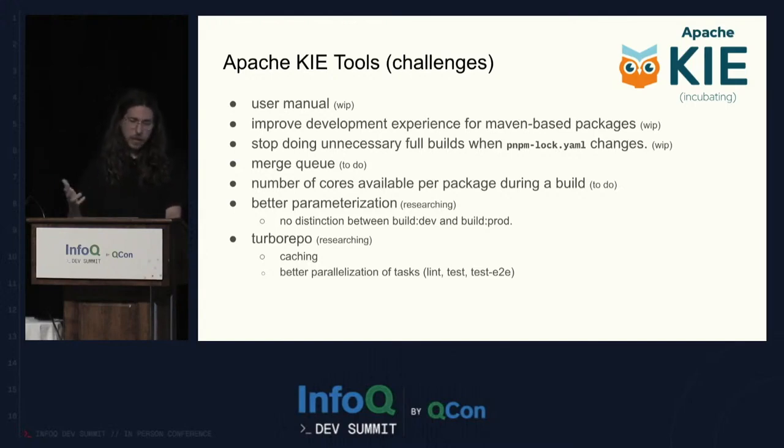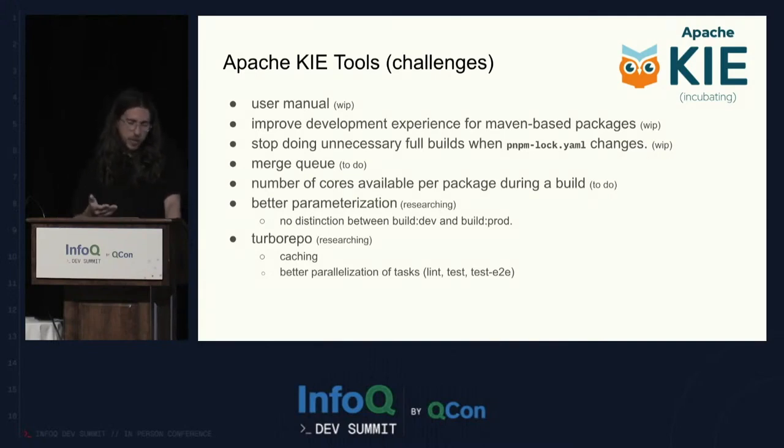And also we're pending having multiple cores available for each package to build. So we can do parallel builds, but we don't have a way to say, hey, during your build, you can use this many cores. So we don't have that. We're probably going to use an environment variable for that.